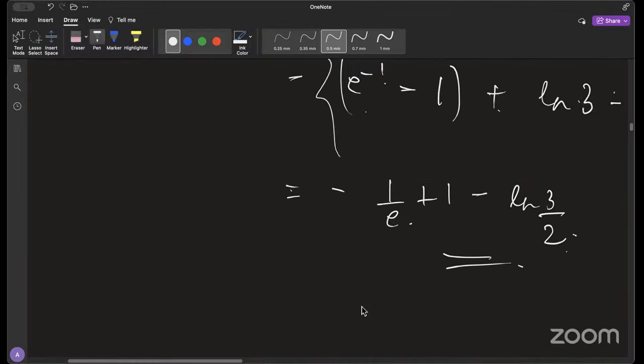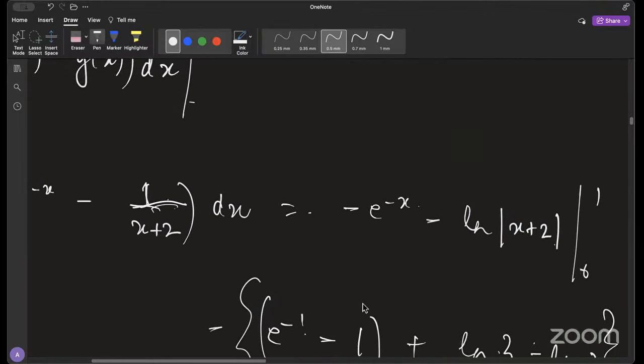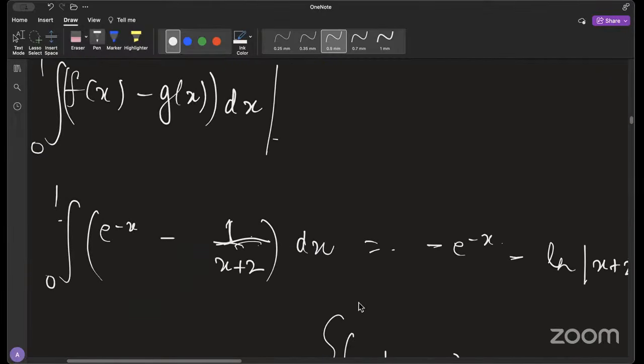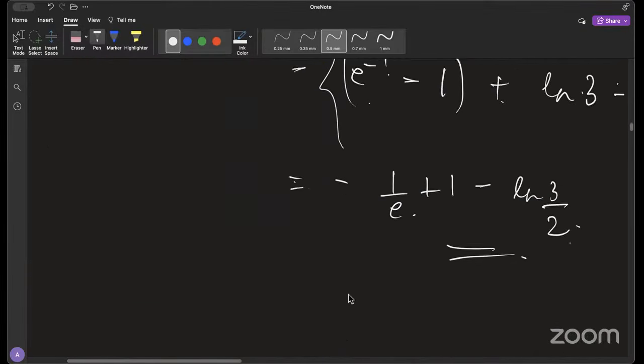Ma'am, can you scroll up a little bit to that diagram, that graph? Just one second.